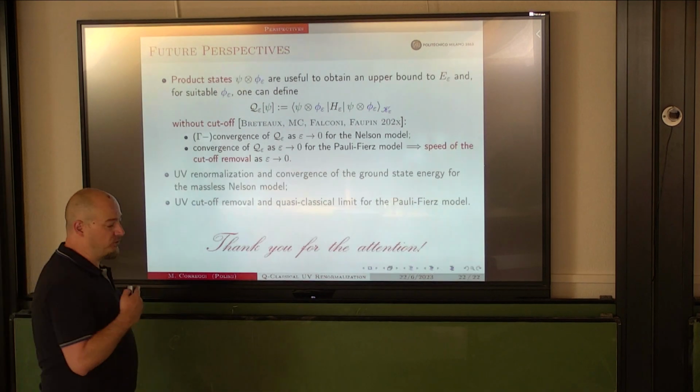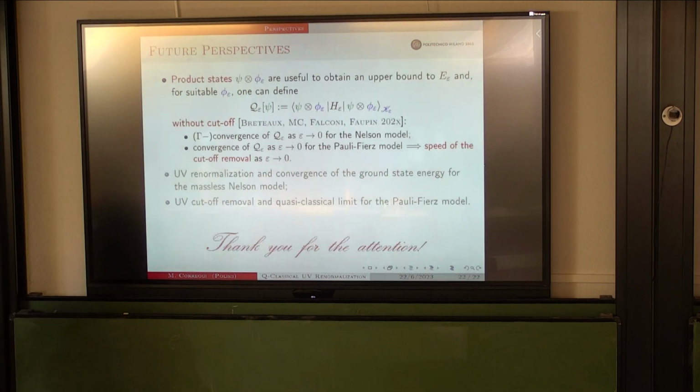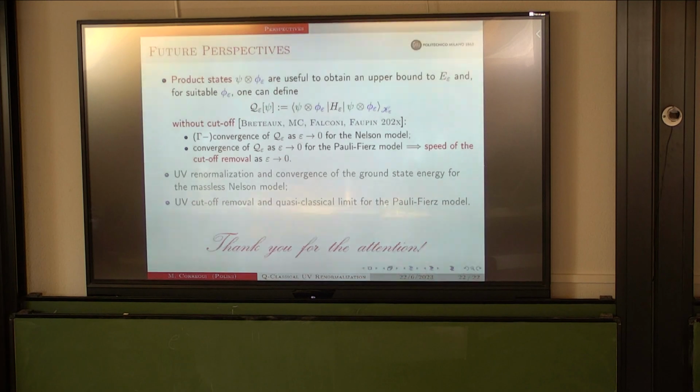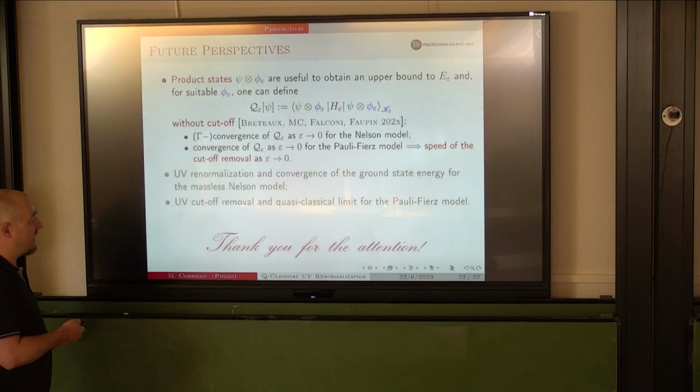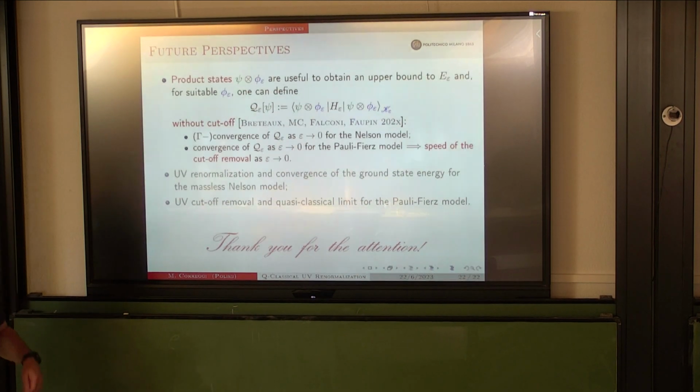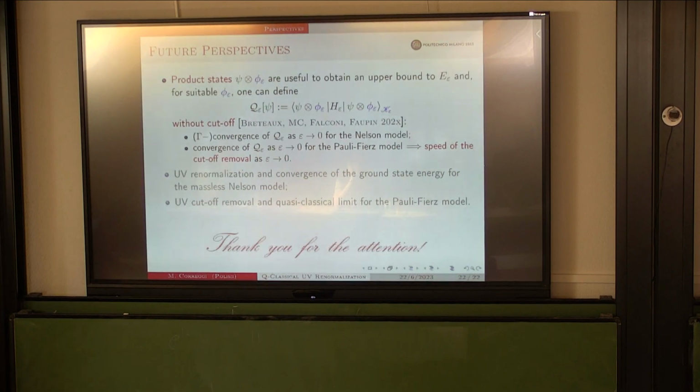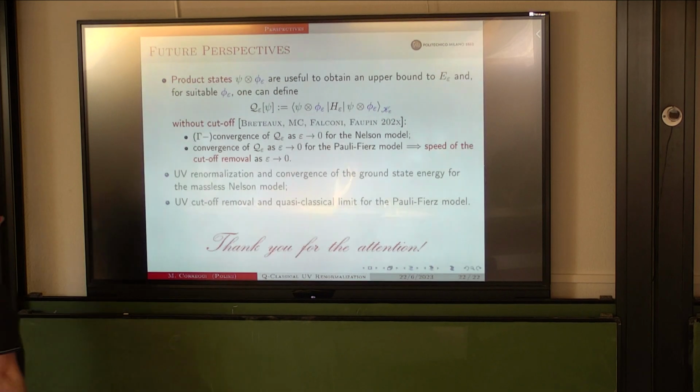So the removal of the ultraviolet cutoff at the level of product states for Pauli-Fierz is not that trivial, and that's what we were actually investigating. And this is interesting because one can extract a speed of cutoff removal at which you can perform a sort of renormalization over product states for Pauli-Fierz. And that somehow also may give some information about the self-energy in the Pauli-Fierz, of course, which cannot be ultraviolet renormalized as the Nelson model.